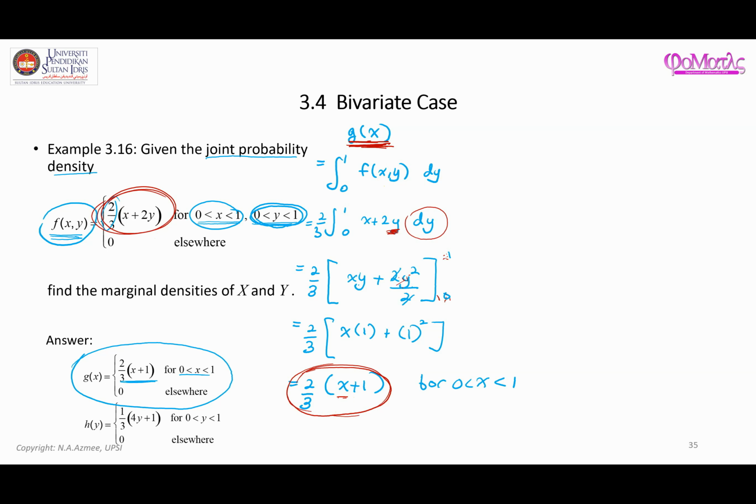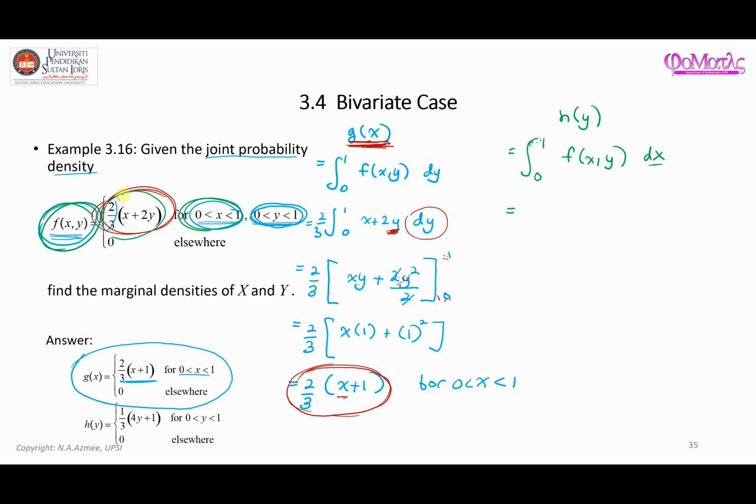Right, now let's move on to finding the marginal density for y. So now we're going to find the marginal density for y, and we need to do integration. The idea is we're going to integrate the joint probability density, which is f(x,y), with respect to x. Therefore, the limits that we have to plug in here are the ones associated with x, and the limits are 0 and 1. Okay.